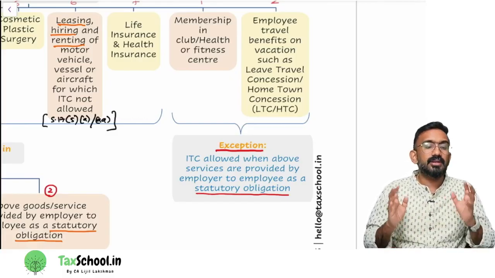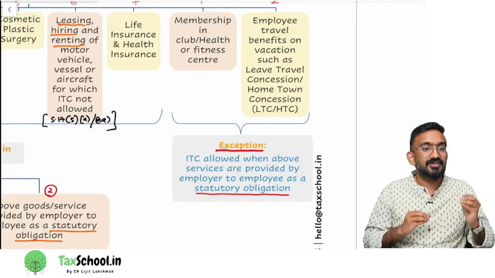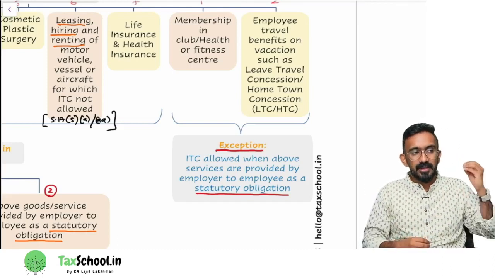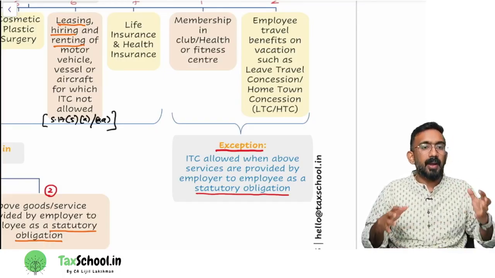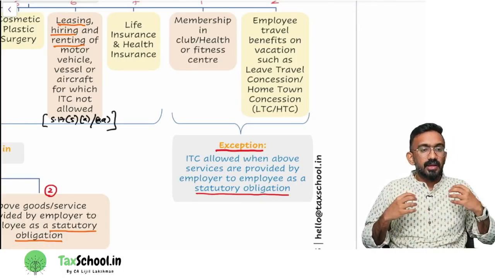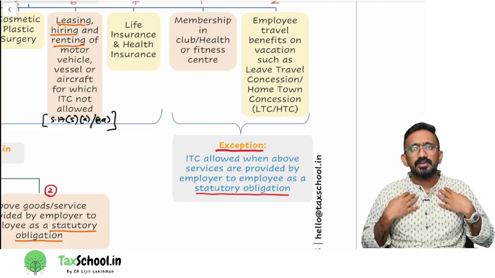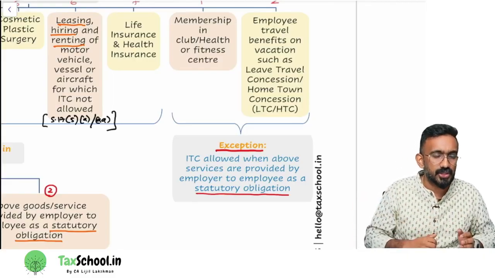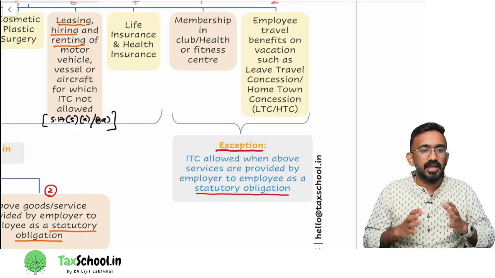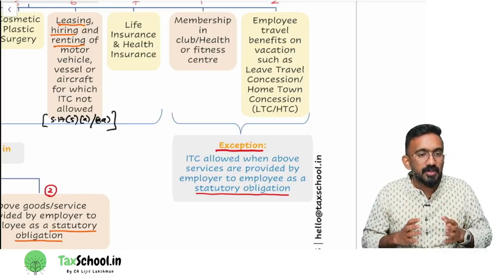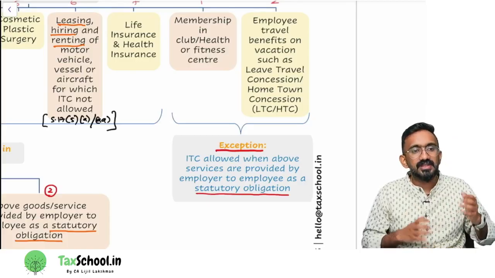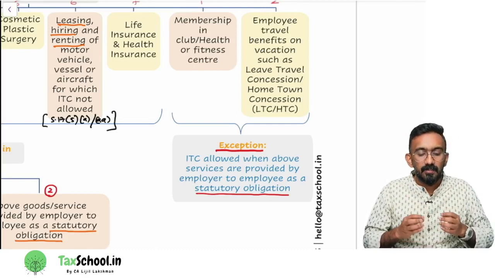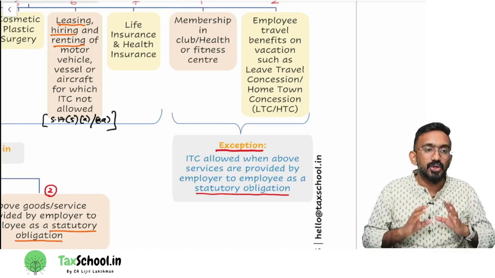Then, employee travel benefits like LTC, leave travel concession, HTC, hometown concession, which you would have learned in income tax. These are provided by employer to employee as part of their packages. Now, when I was working in a bank earlier, I used to have this LTC package, and people used to travel to Singapore, Malaysia for this package. Say 65,000 rupees is spent by an employee for the package. The entire amount is paid by the bank, the employer. Out of this 65,000, 5,000 was GST. Can the bank take the input tax credit of this 5,000 paid for the employee travel under LTC? No, that is a block to credit.